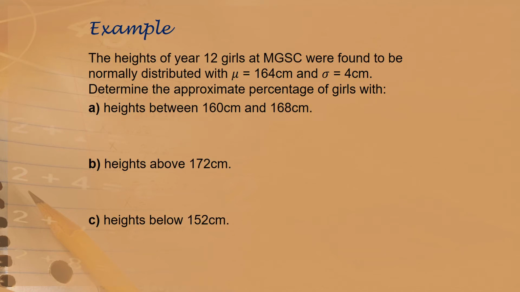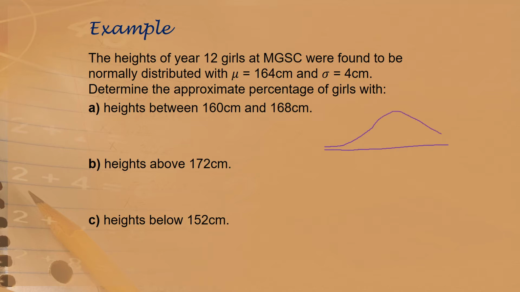So here we say the heights of Year 12 girls at MGSE were found to be normally distributed with a mean of 164 centimetres and a standard deviation of 4 centimetres. I want to determine the approximate percentage of girls with heights between these values. Now when you get these questions, I strongly recommend you draw a diagram. Diagrams are acceptable method marks, and it also helps you visualize what's going on.